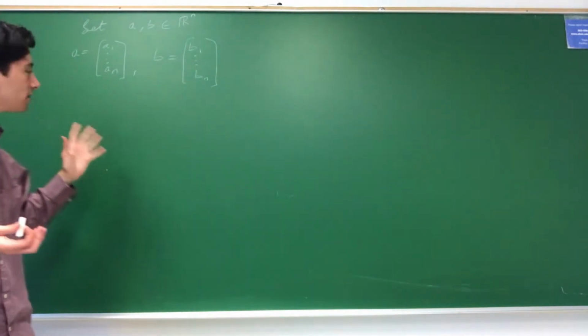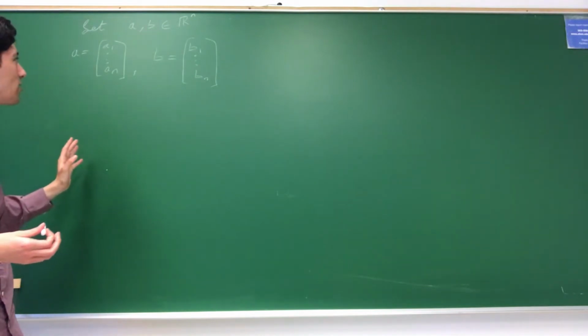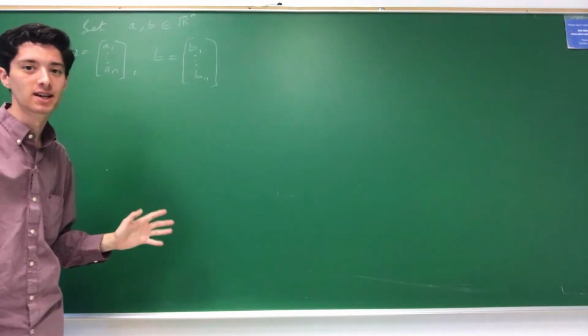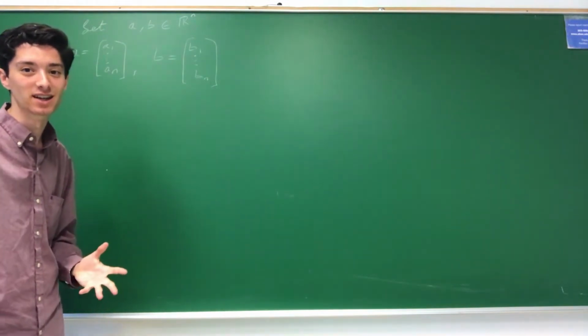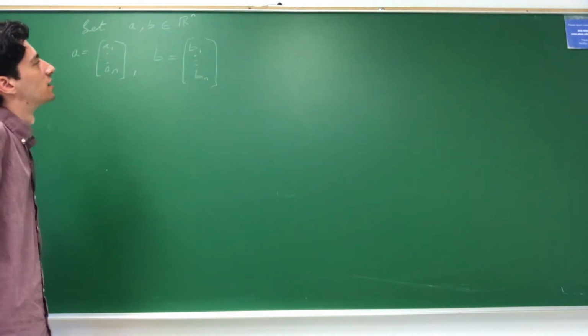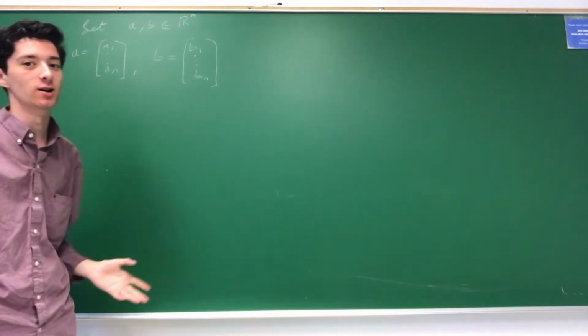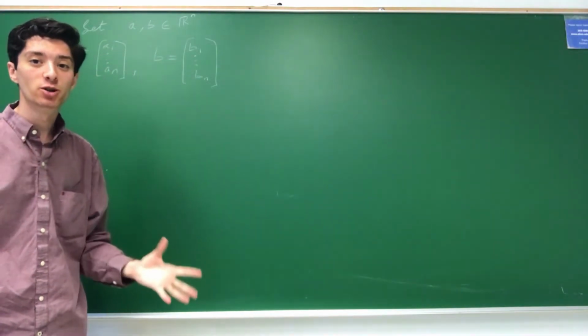So A by itself is referring to the entire vector, whereas A with a subscript, for example A2, will be the second element of the vector A. And we're purposefully using n here to keep it like an arbitrary number.